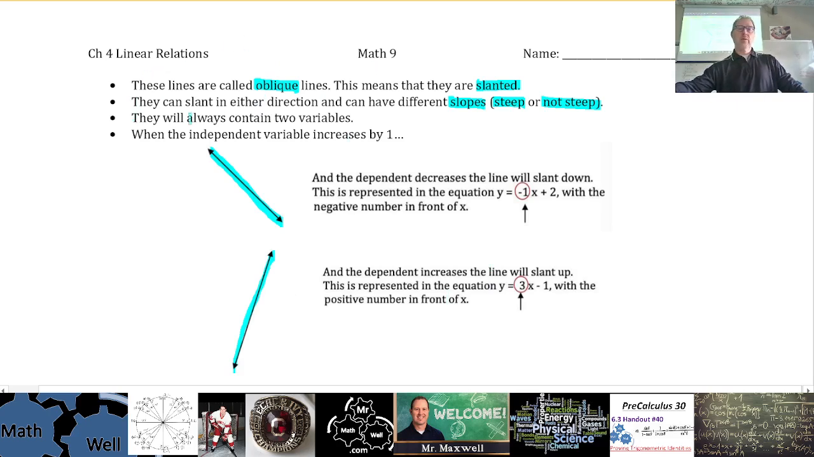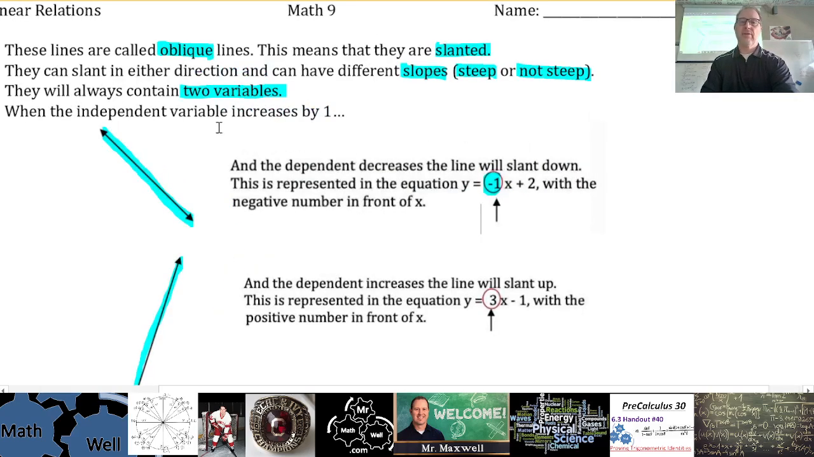The equations will always contain two variables, so we kind of know that from before. And when the independent variable increases by 1, as we've seen in these two examples, and the dependent decreases, the line will slant down. So if this is negative, as I just mentioned, we will have a negative slope. So if this number is negative, the line is going to go downhill from left to right.